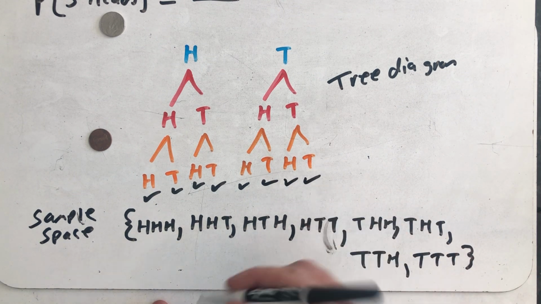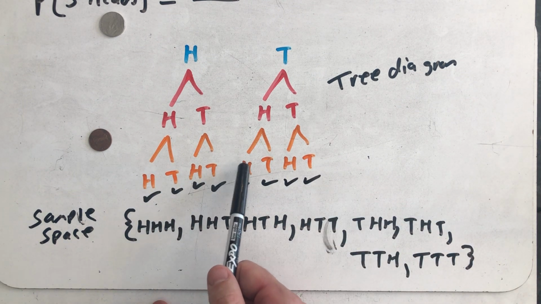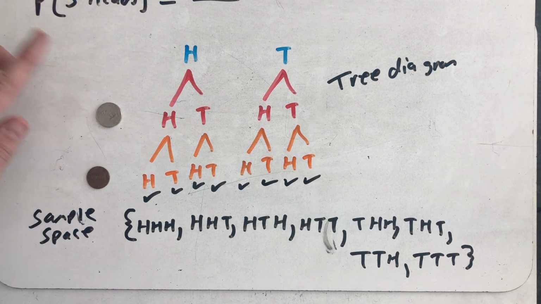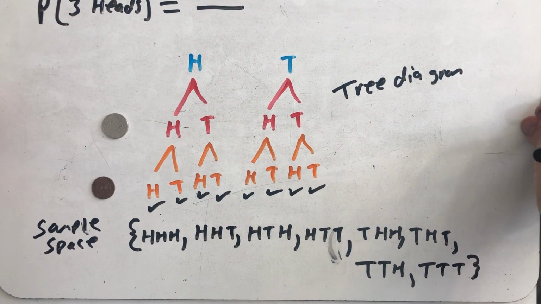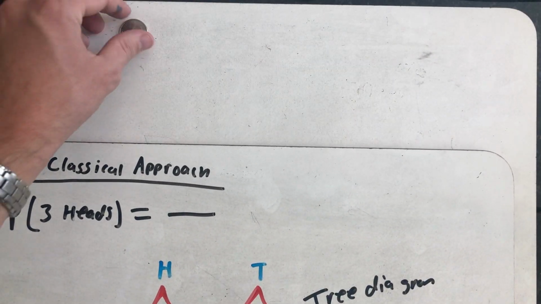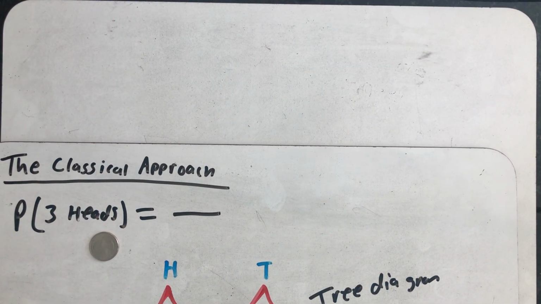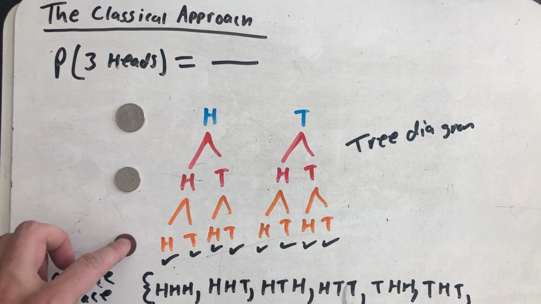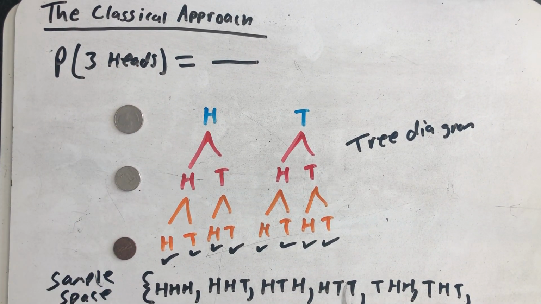If I look at the bottom of my diagram, I should have 1, 2, 3, 4, 5, 6, 7, 8 possible things in this sample space, corresponding to those 3 flips of these fair coins. And again, it wouldn't matter if I was flipping the same coin 3 times. Just for purposes of example, it's nice to have the 3 different coins to think about.